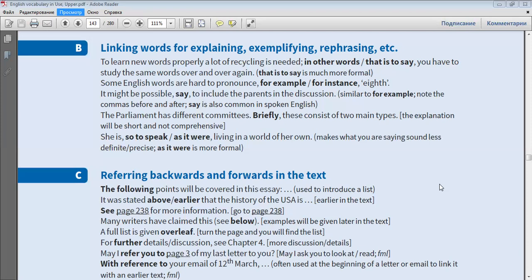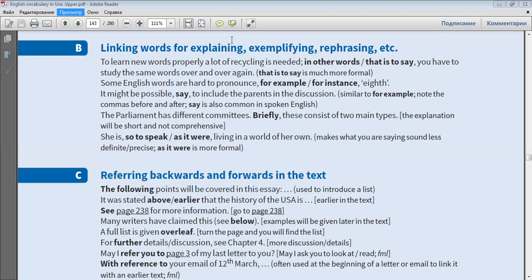The Parliament has different committees. Briefly, these consist of two main types. She is, so to speak, living in a world of her own. She is, as it were, living in a world of her own. Makes what you are saying sound less definite or precise. As it were is more formal.